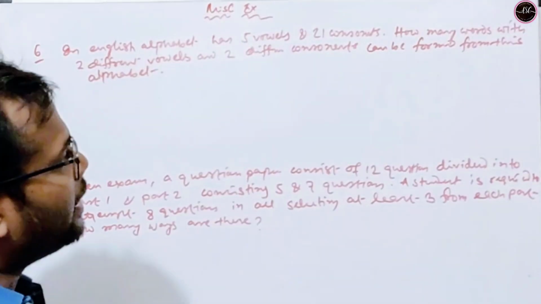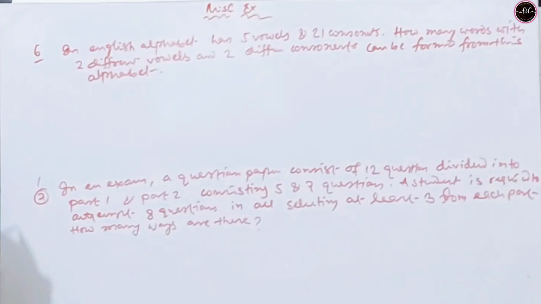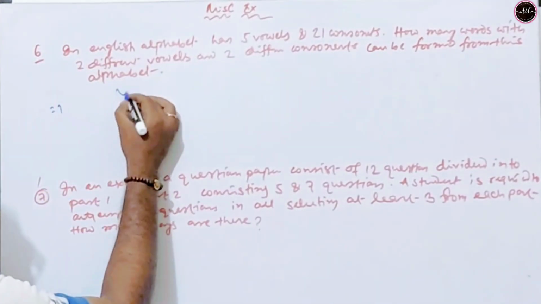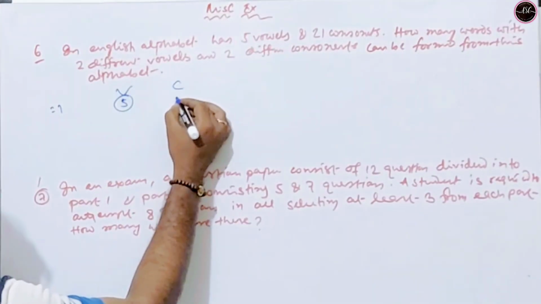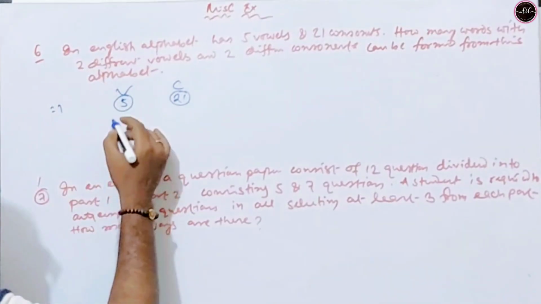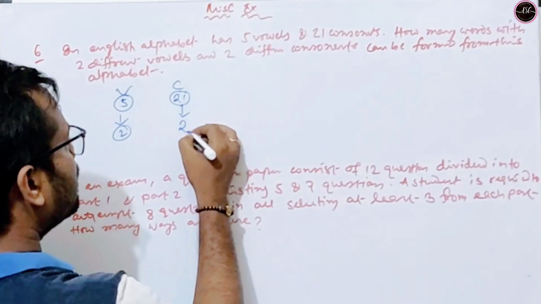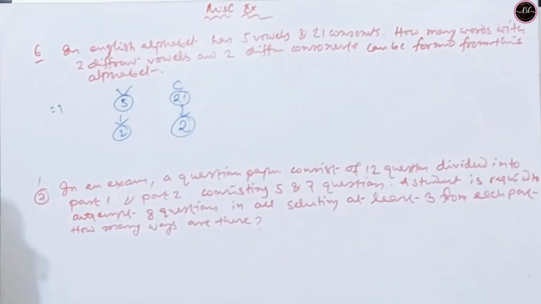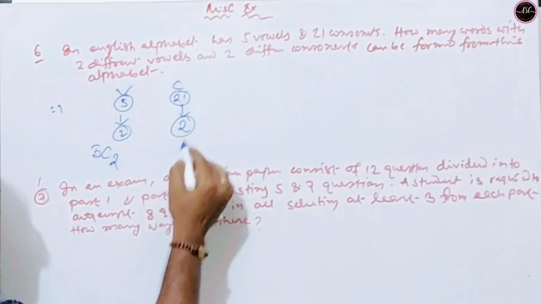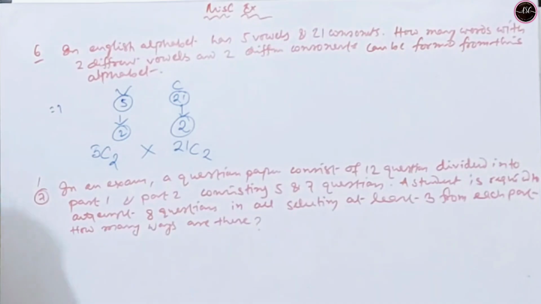The English alphabet has 5 vowels and 21 consonants. How many words with 2 different vowels and 2 different consonants can be formed from this alphabet? So here vowels equal to 5, and consonants equal to 21. We have to select 2 different vowels, so from 5 we select 2, and 2 different consonants, that means from 21 we select 2. So there are 5C2 ways, and out of 21, 21C2 ways. Just multiply this.